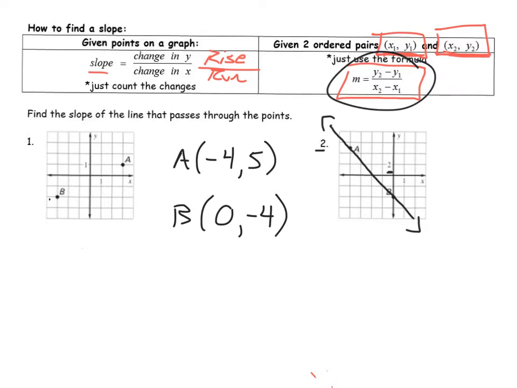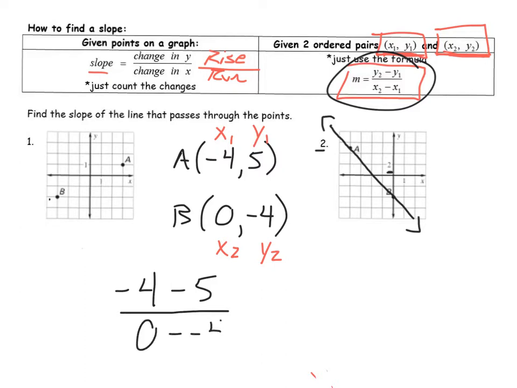Okay, so once again, if it helps, label your points. I jotted down A first, so I'll label that one as x1, y1. B was second, so I'll label that one as x2, y2. Now I'm going to plug everything into my equation, starting with y2. So I'm going to have negative 4 minus y1, x2, which is 0, minus x1, which is negative 4. On the top of my ratio, we end up with negative 9. Down below, we have 0 minus negative 4.